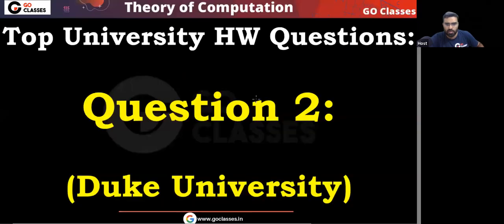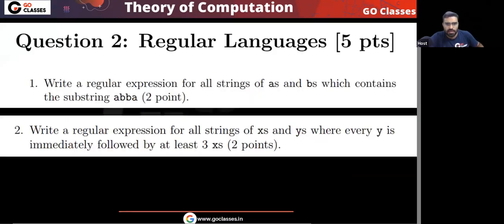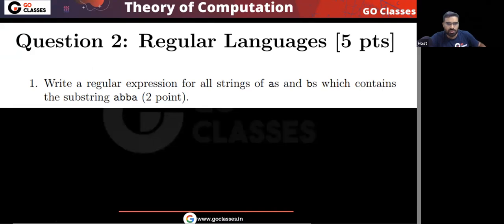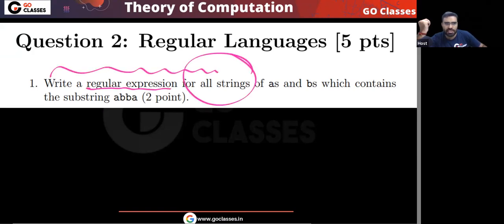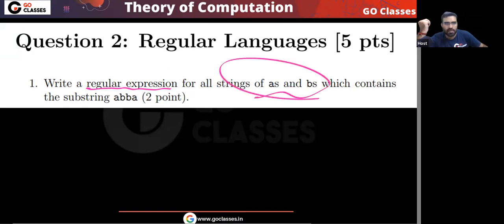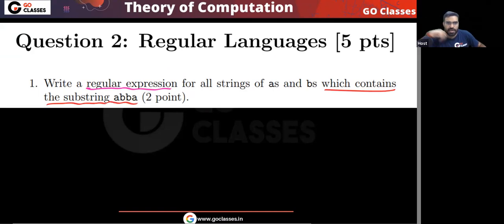Now let's see another question. Question number 2. This is from Duke University. So 2 questions you have, so let's solve them. Let's see the first question. This is a regular expression question. The question is asking, write a regular expression for all strings of A's and B's which contain the substring ABBA.